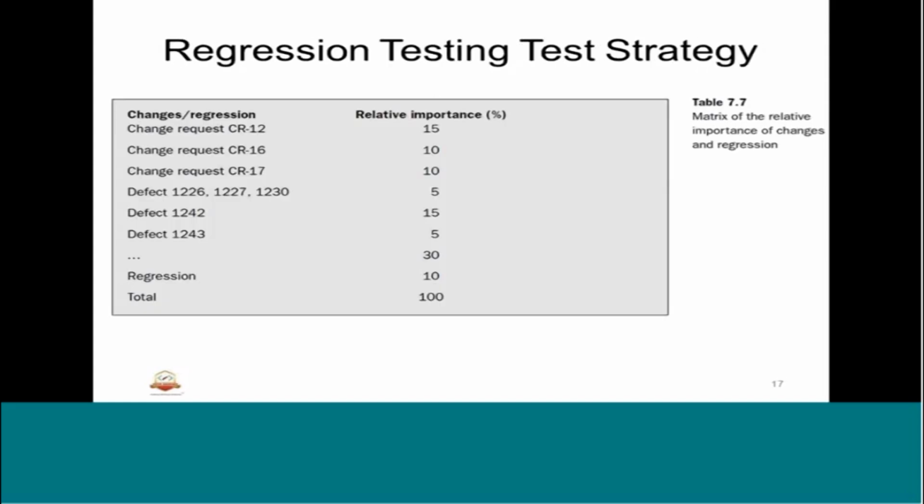And there is a regression test matrix, the relative importance of changes and the regression. The changes could be due to change requests that occurred during the fixes or new features, whatever it is. The changes could be due to defects that were identified during the testing, and the importance could be 30 to 40%, 10 to 30% based on the type of system that we have. So that is how the relative importance of regression will be worked out.